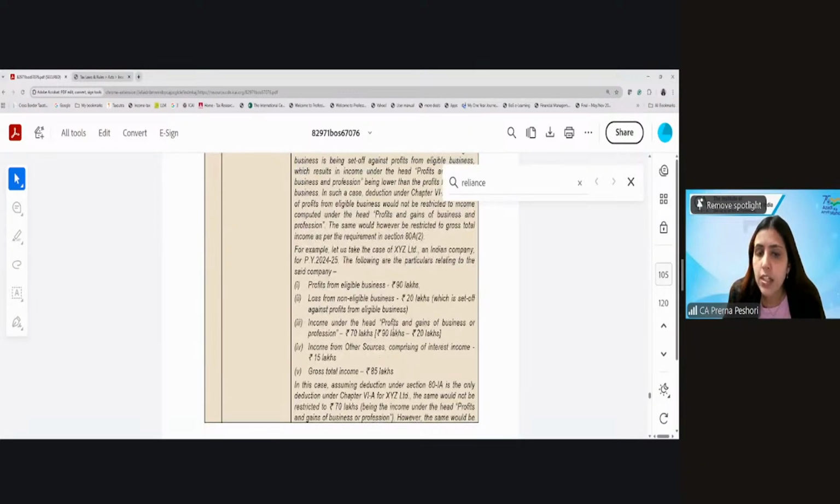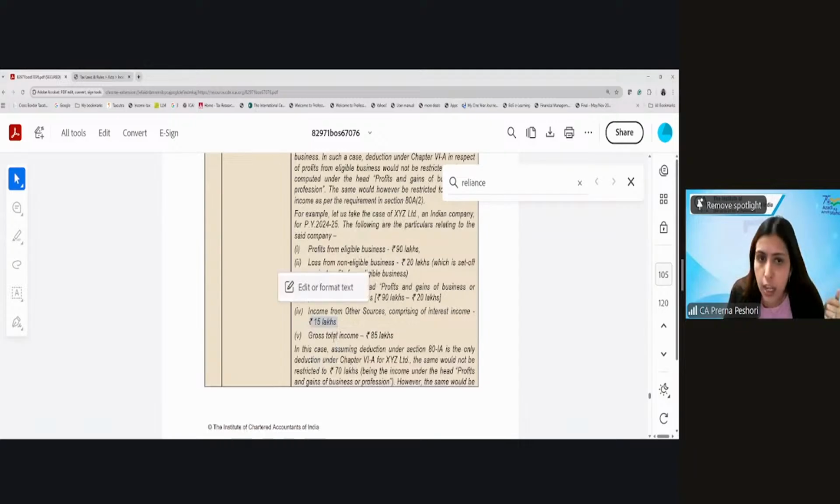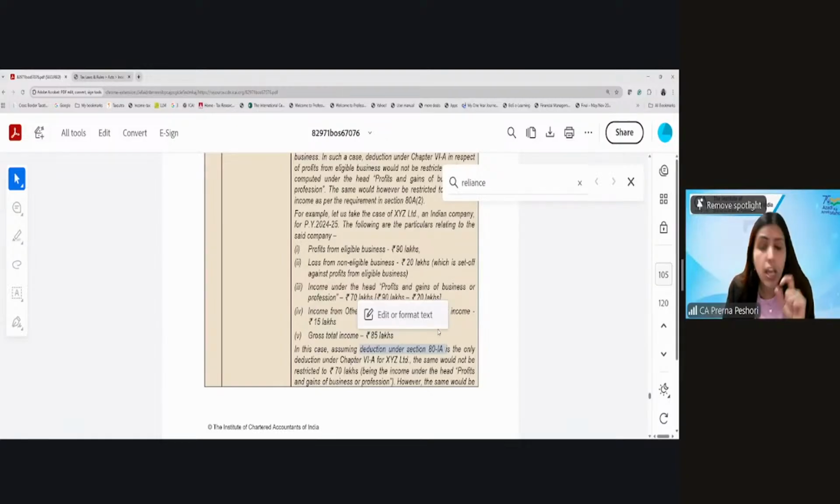So if you look at it, here also they have given the same example that the profit from eligible business is 90, loss is 20. So the income under PGBP is 70, and here you have taken the 15 that you were asking, right? So my GTI becomes 85 lakh. So you have to assume that the deduction under ATIA is the only deduction under Chapter 6A. You will assume that the profit from the eligible business is the only source of income.